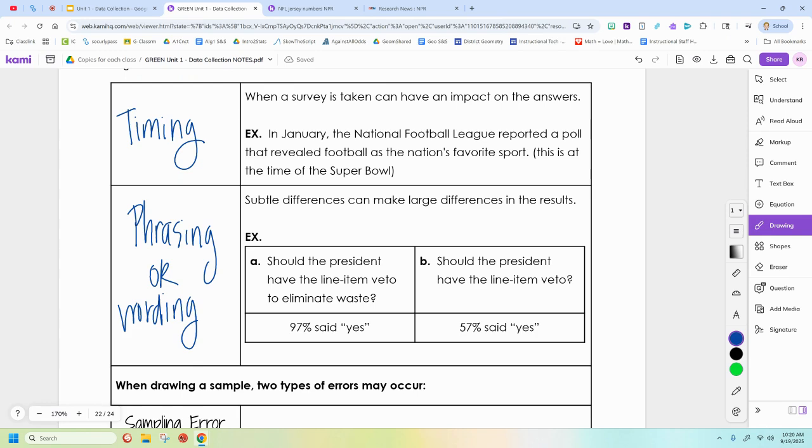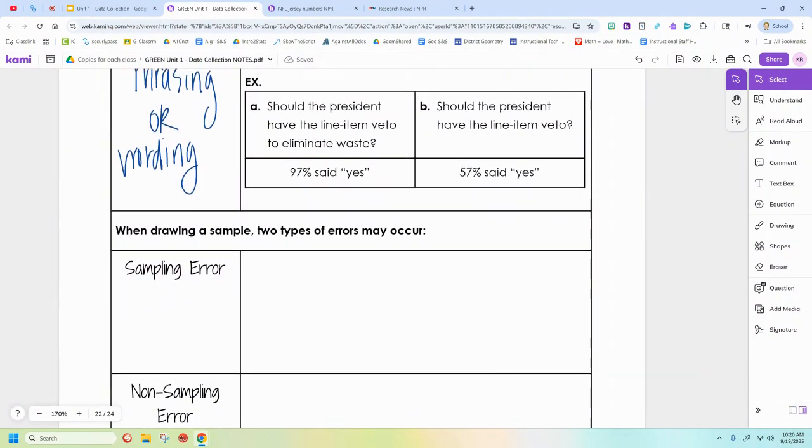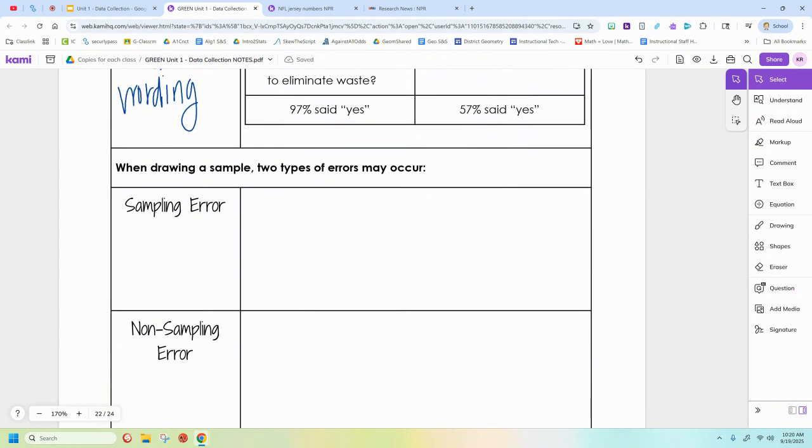Is it only in this scenario that we want him or her to have the veto power, or is this the example they're sharing so we get more people to say yes? Okay. So that's wording. So then bias is different from error, which then you're like, my mind is going to explode. But just take that with a grain of salt.